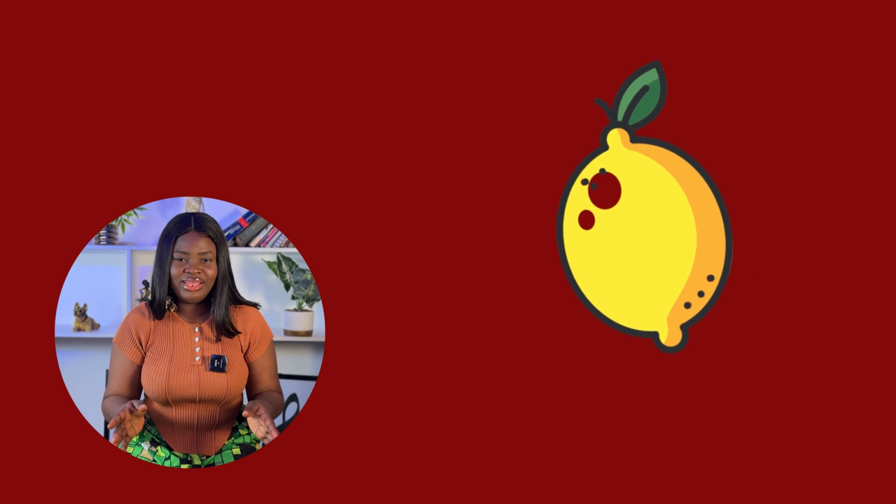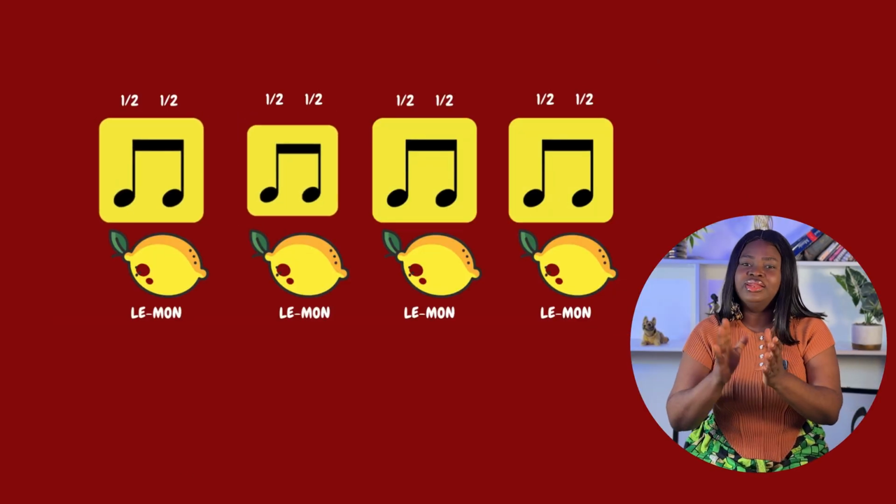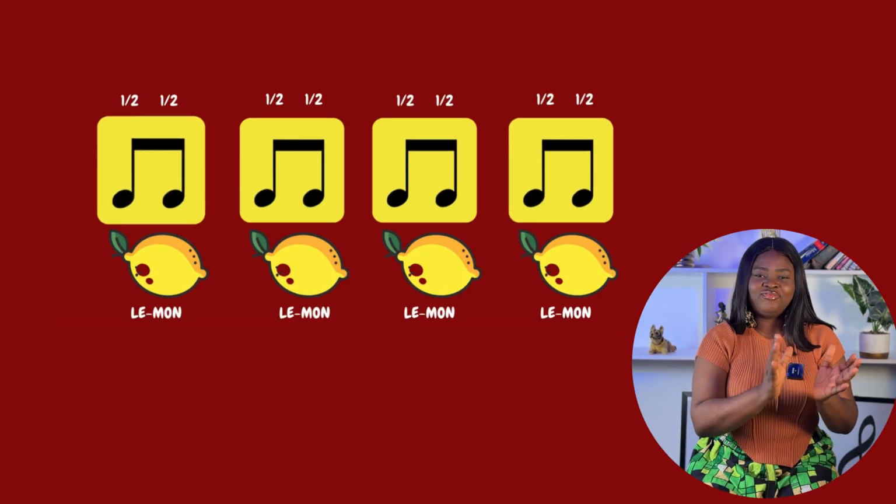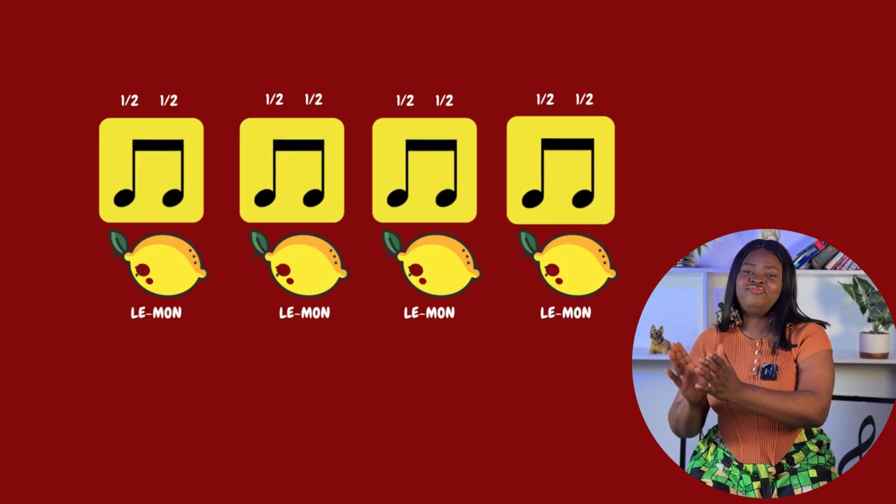The fruit we're going to be using is lemon. So it's going to be lemon, lemon, lemon, lemon. Half, half, half, half, half, half, half, half.